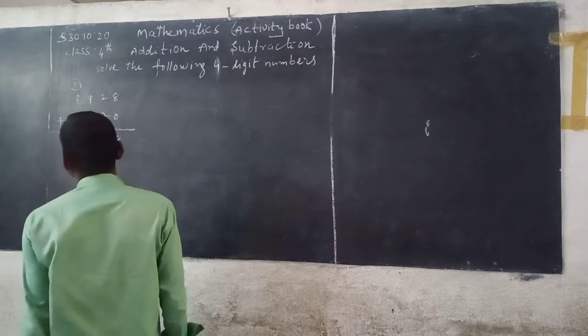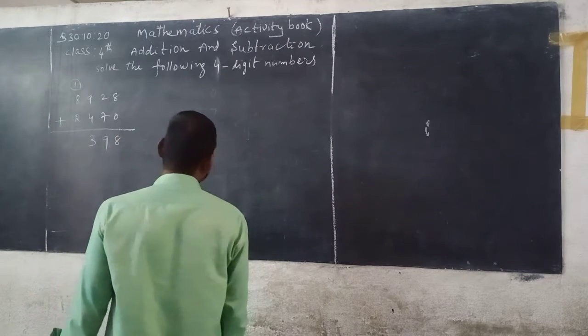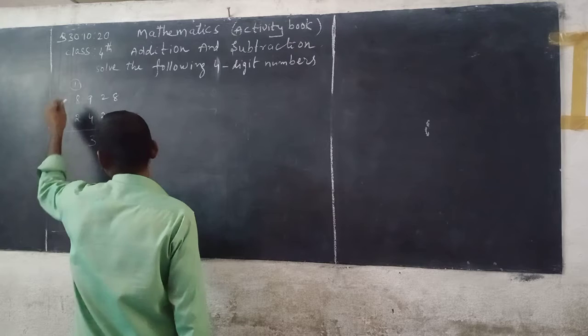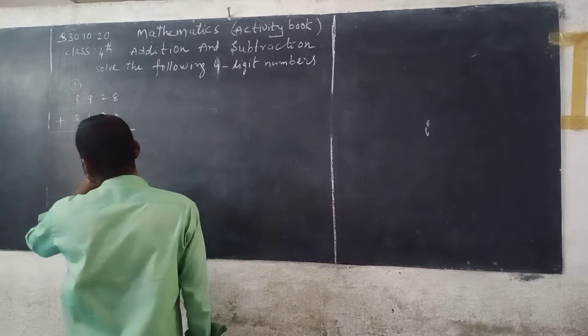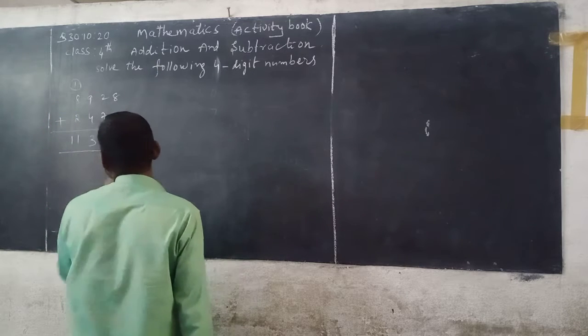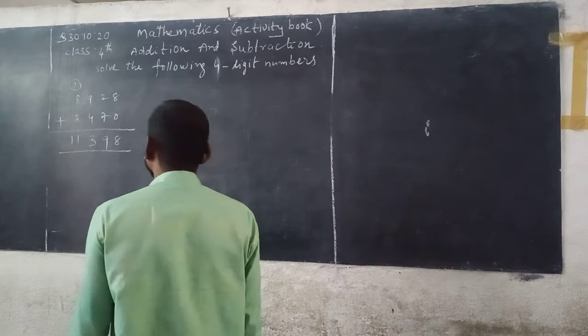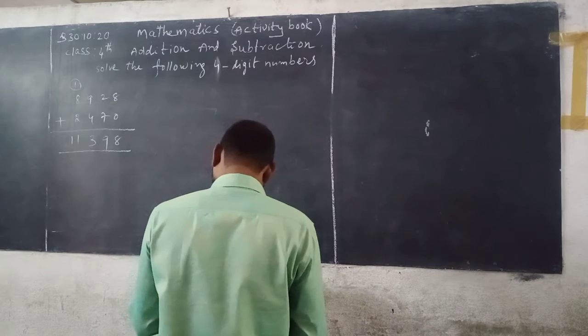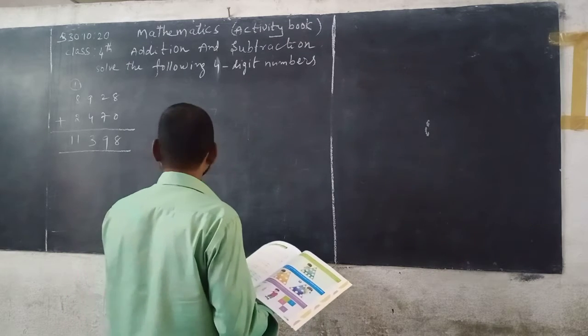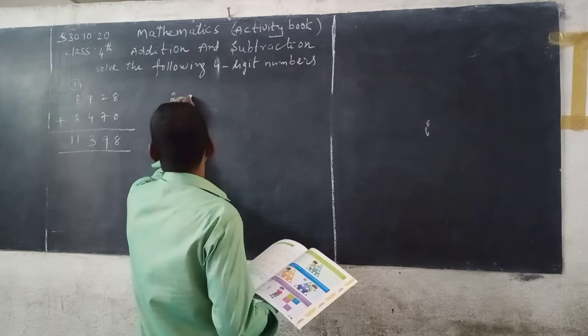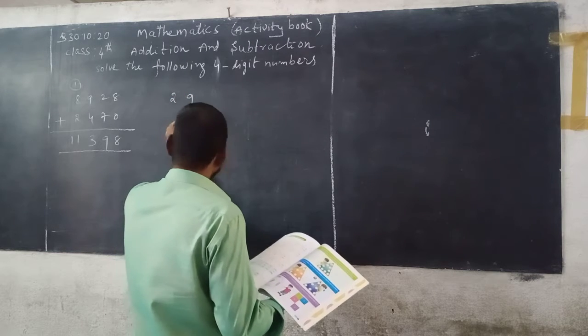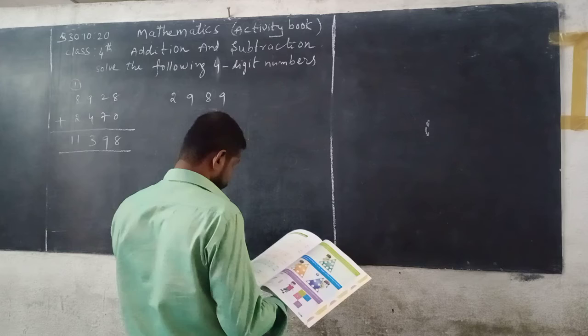Next, add the digits in thousands place along with carry over. 1 plus 8, 9. 9 plus 2, 11, you can write total. So sum is equal to 11,398. Next, 2,989.